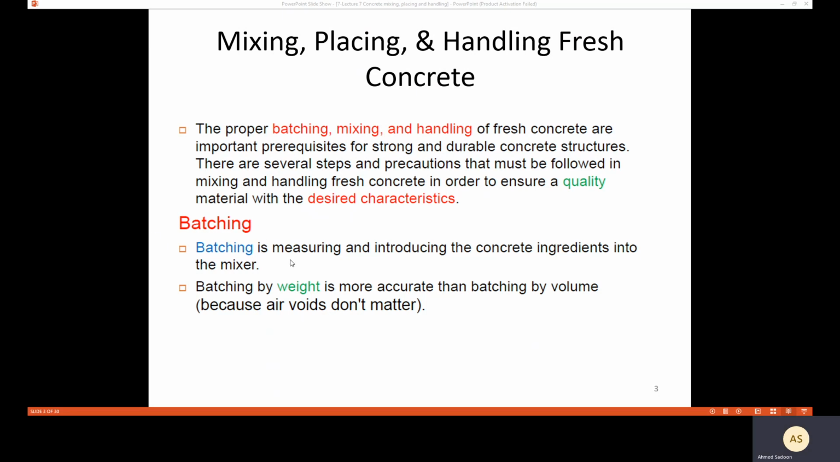Batching is the measuring of concrete ingredients, like measuring the sand, gravel, water, and the cement, and then introducing these ingredients into the mixer. Batching could be done by weight, or it could be done by volume. But batching by weight is more accurate than by volume, because batching by weight does not include air voids, while batching by volume, the air voids are going to create problems for me. So batching by weight is more accurate.